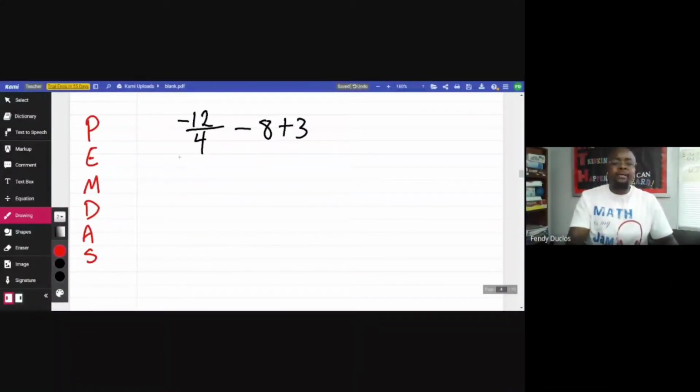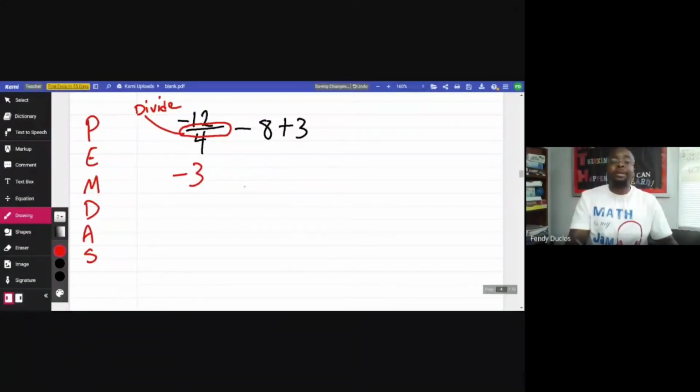So the first thing I have here is negative 12 divided by 4. So I didn't have any parentheses. I didn't have any exponents. I didn't have any multiplication, but I do have division. And when you see this fraction bar, okay, that fraction bar simply means divide those values. So negative 12 divided by 4, you got it. It gives me negative 3.